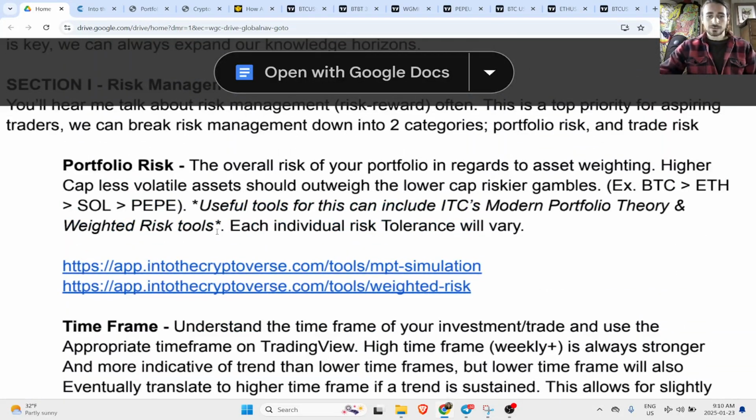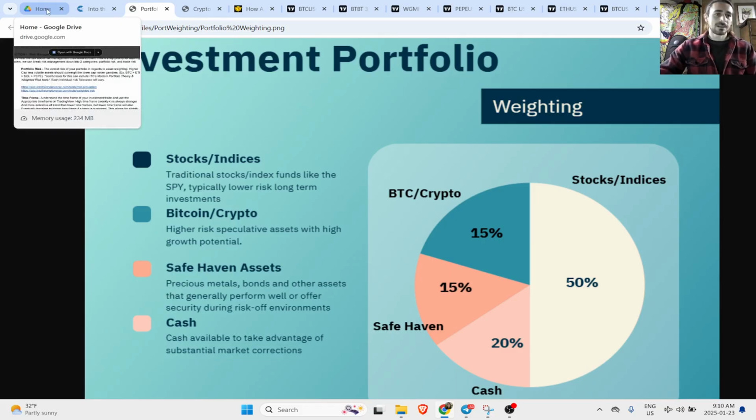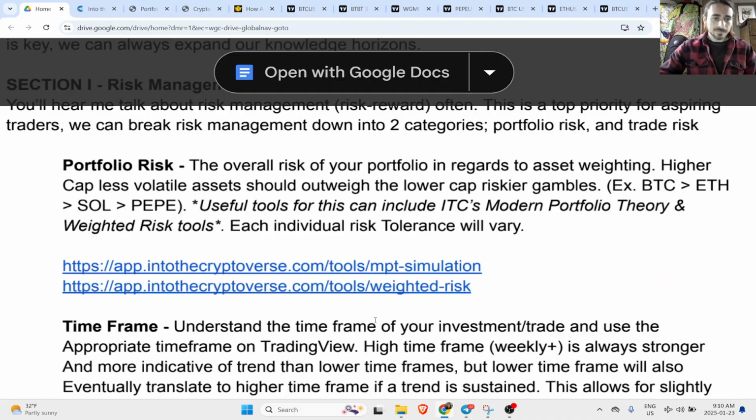Going back here, looking at that, we do see our risk here. Your individual risk tolerance will vary, and that's going to depend on how you structure these portfolios. It's up to you. We all have different strategies. We all have different goals, so you have to come up with your own. But this is a good little introduction, I think, for some people to take a look and maybe mess around with a little bit. You can adjust it how you see fit.